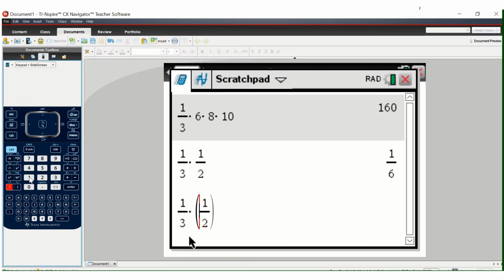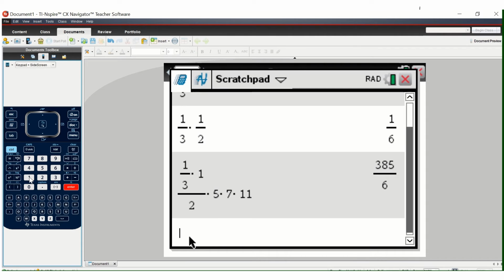So I accidentally hit enter when I didn't want to. So I just used that there, but I'm going to show you that in one more spot in just one moment. So I have 5 times 7, and then times 11. I hit enter, I get this fraction.